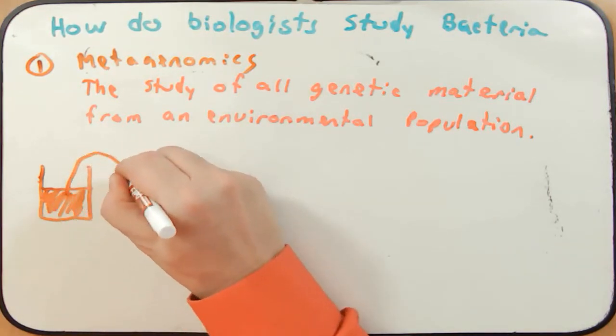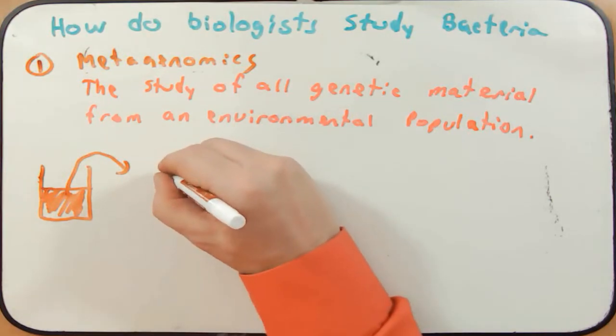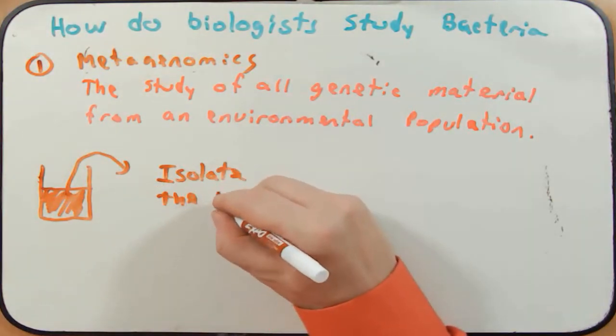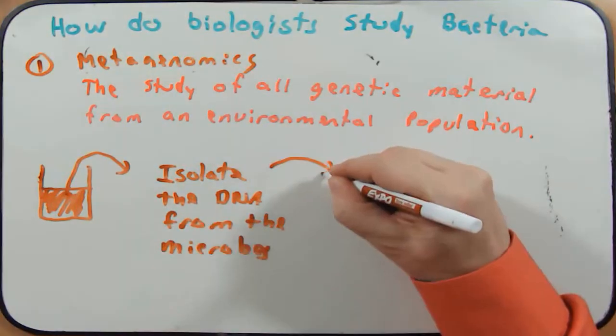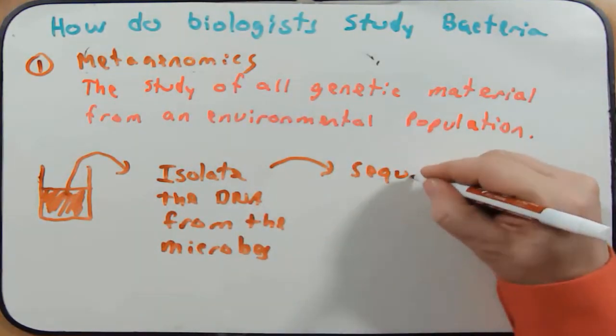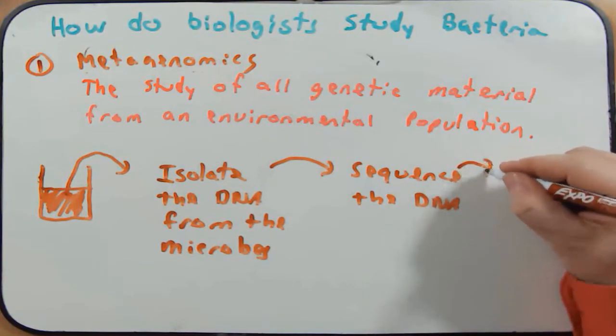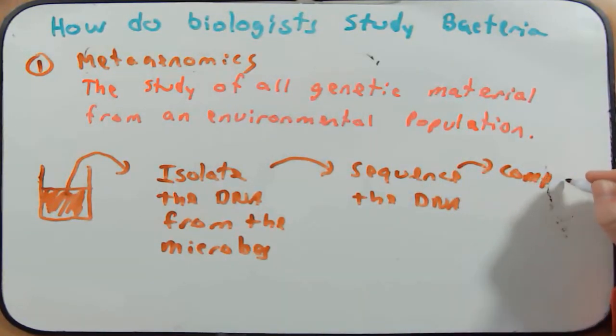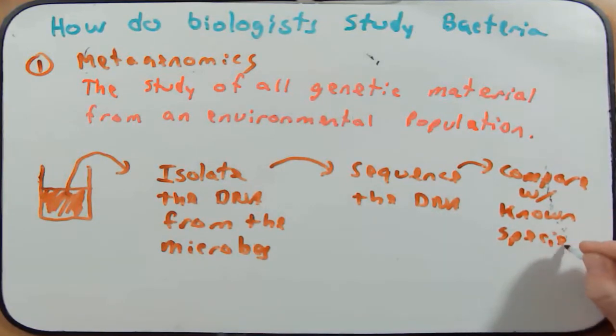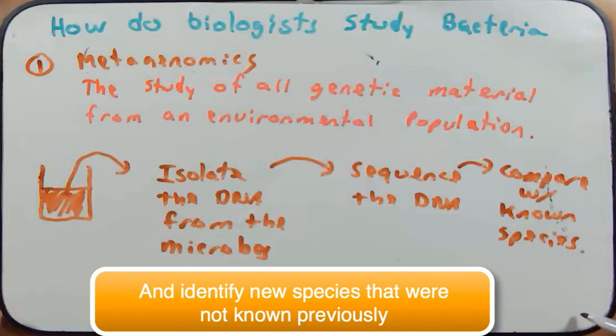So we're going to take samples of this soil and isolate the DNA from all the microorganisms. Then we sequence this DNA, and then we compare it with known species and identify differences within these common genes. Doing this, we get a much better picture of the diversity of different microbes within this population. And it's revolutionizing our understanding and appreciation of the diversity and abundance of microbes in our environment.